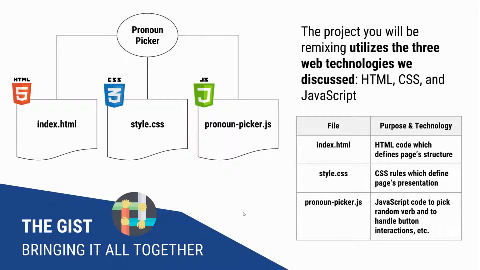The index page will define our HTML code, our page's structure. Our style will be totally separate, and then we'll have one file that is nothing but the code that is responsible for choosing the random verb, handling when a user clicks on a button, storing the score, and things like that.